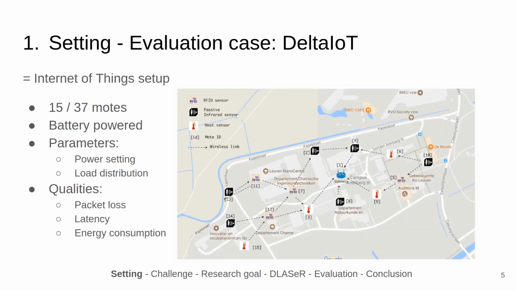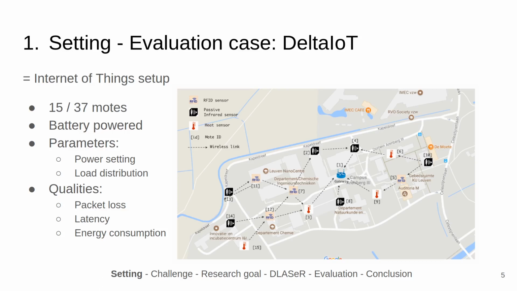Now, the evaluation case that we used is the Delta IT Internet of Things setup. We used two instances of the setup containing 15 and 37 modes. The real-world deployment of this IT setup is at the Arenberg 3 campus at Leuven University. The IT network consists out of 3 types of sensors. You have RFID sensors, you have passive infrared sensors and heat sensors.